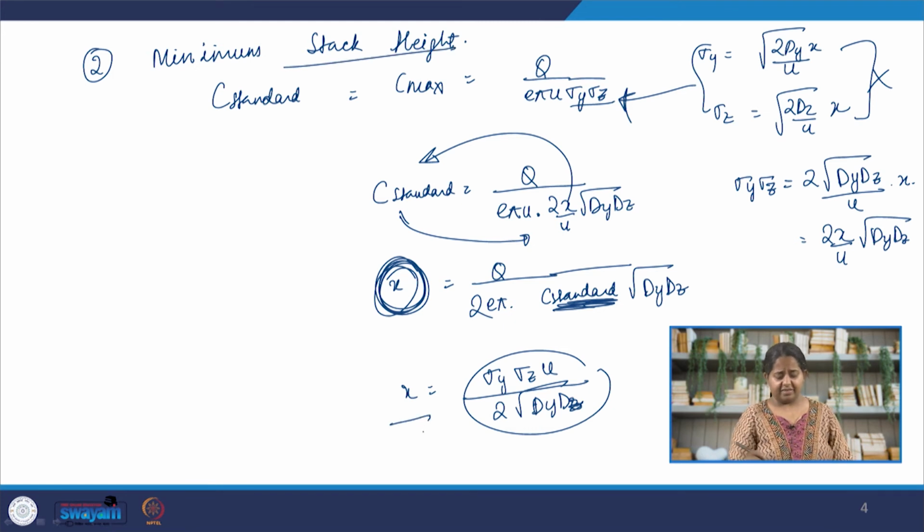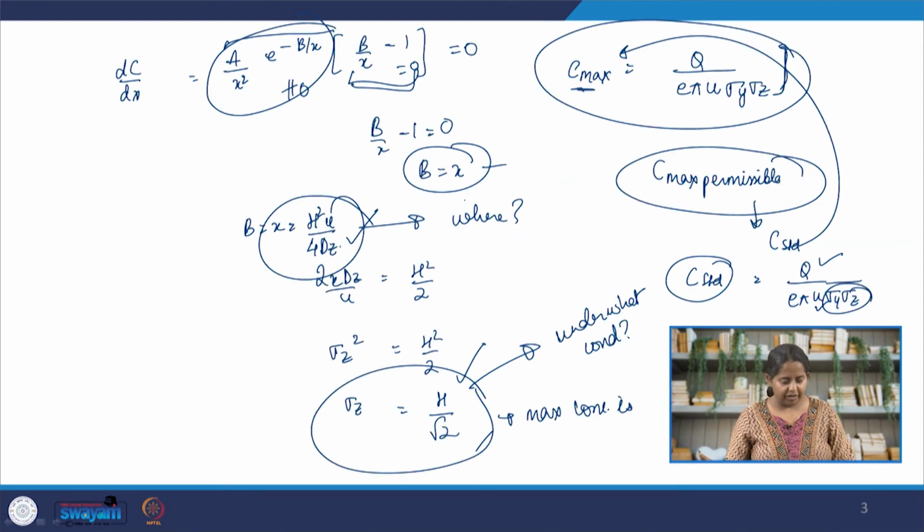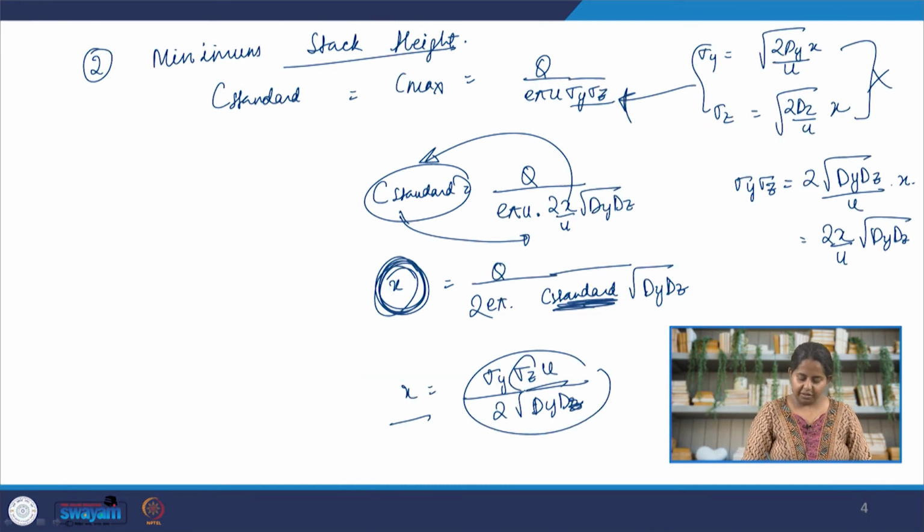We have found the x, very good. We know what C max should be. Now for finding the height, we need to go back to our derivatives. We need to look at this. We know that for maximum concentration, sigma z will be equal to h by root 2. So now we have sigma z here. So sigma z is going to be h by root 2. So let's replace this.